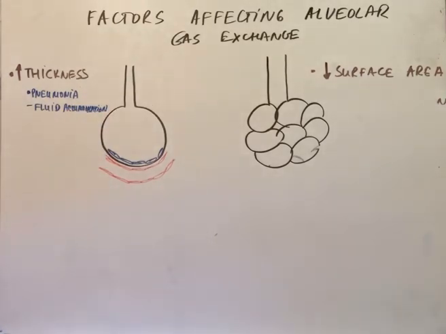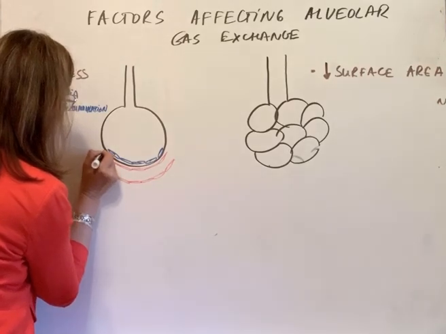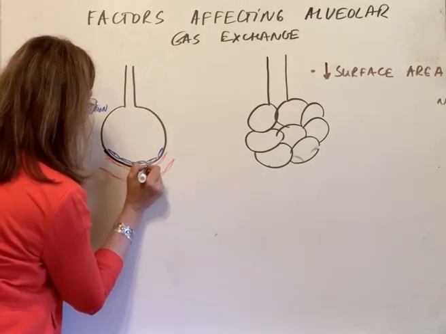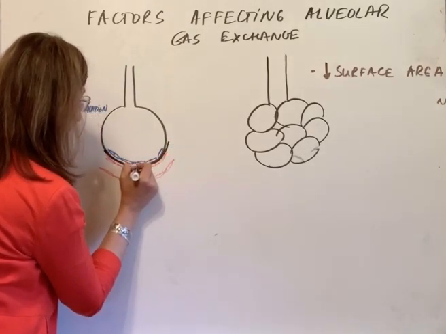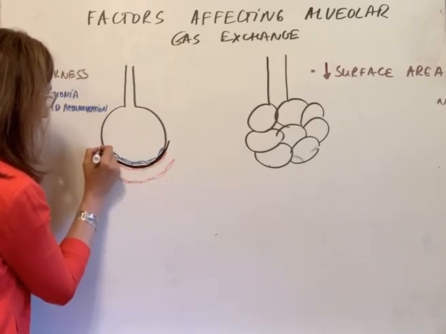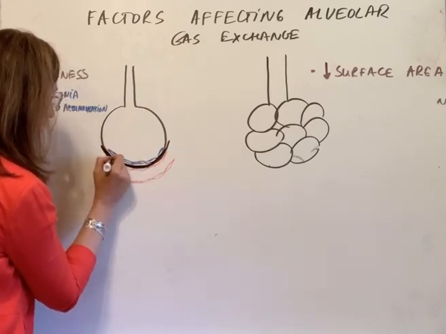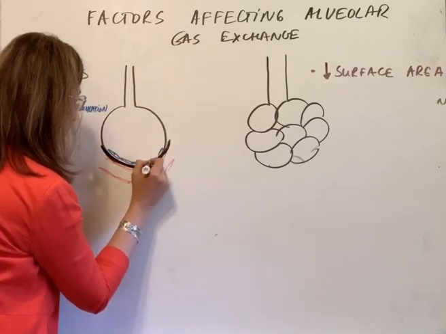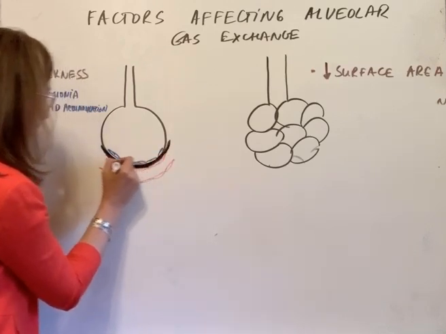So the question is, where is this fluid accumulating? Well, it's accumulating in the connective tissue that separates the alveolus from the pulmonary capillaries, right? So I'm going to use this black color. Remember, we talked about the structures of the respiratory membrane, and I'm just going to keep making it thicker.